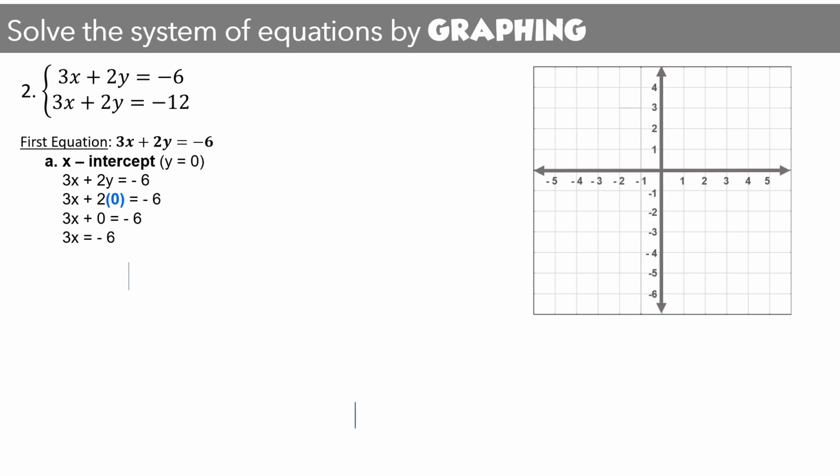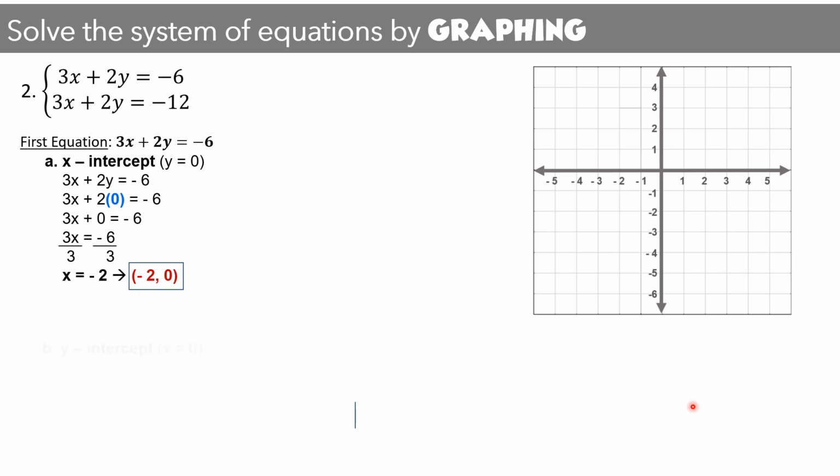Now we only have 3x equals negative 6. To cancel 3 with this variable x, we have to divide both sides by 3. So cancel. Then negative 6 divided by 3 will give us negative 2. Therefore, our ordered pair will be negative 2, 0. Negative 2 for x, 0 for y.